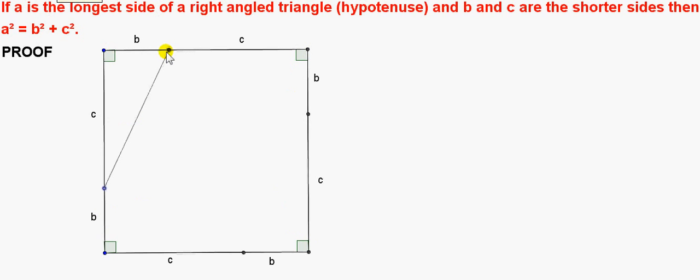If I connect these 2 points together, we have a right angled triangle whose two short sides are B and C. The long side I will call A, consistent with the statement of our theorem. The long side is always opposite the largest angle in a triangle, the 90-degree angle in this case. So we just complete this to get four right angled triangles in the corners.